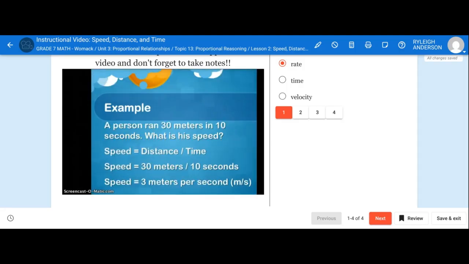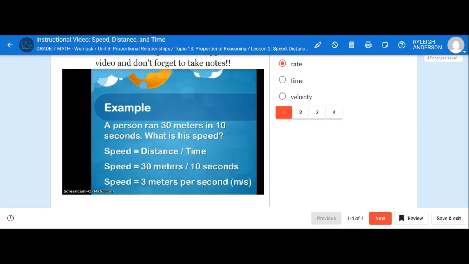You have a person who ran 30 meters in 10 seconds. What is his speed? Since speed equals distance over time, you would simply do the distance, 30 meters, divided by the time, 10 seconds, and you'd get 3. But the most important piece here is it'd be 3 meters per second.